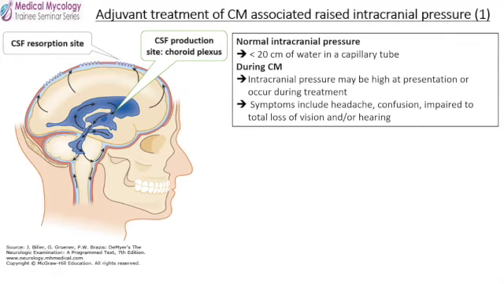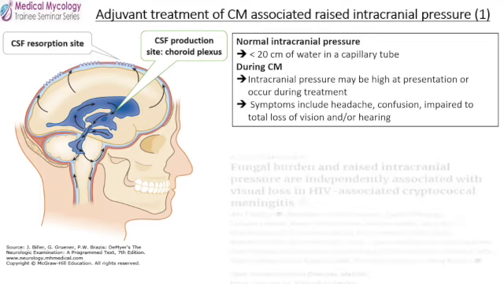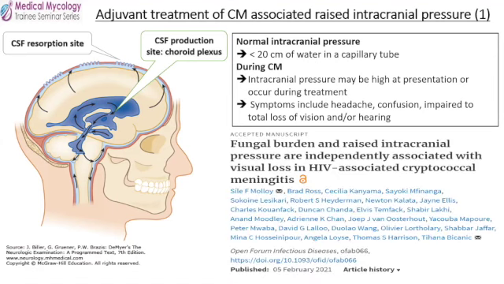So in cases of cryptococcal meningitis, there can be an increase in the intracranial pressure due to poor resorption of CSF, and this can happen at presentation, or it can happen in the course of the treatment because of massive killing of the yeast. In this case, symptoms have to be monitored and managed, as we recently showed in a paper published at the end of last week, that high fungal burden as well as raised intracranial pressure are independently associated with visual loss in HIV-associated meningitis. And these are factors that lead to high mortality.